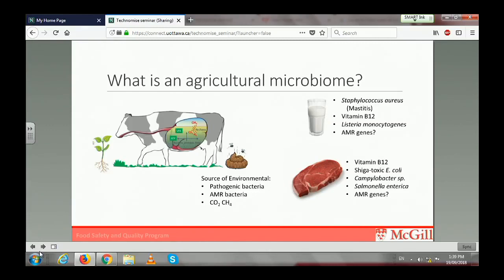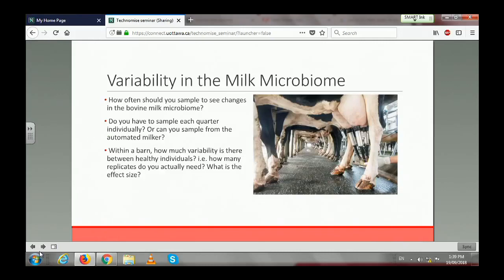In terms of meat, there's also a vitamin B12 story to be told. But in this case, other pathogens like Salmonella and Campylobacter could be an issue. And if we could get the Salmonella and Campylobacter out of the cows without using antibiotics, there could be a real benefit to the food quality of what we eat.